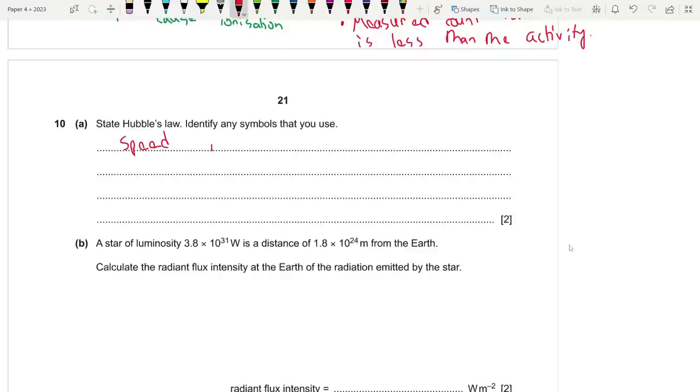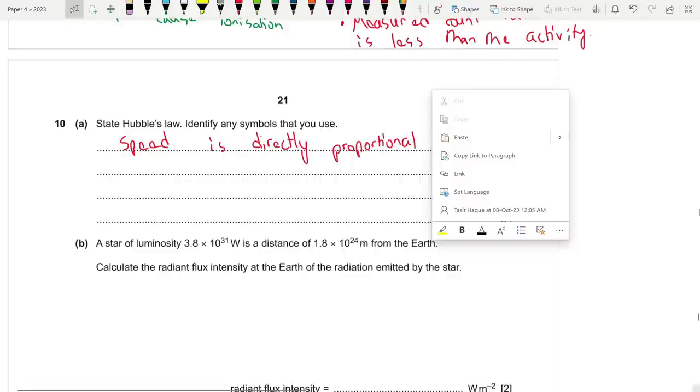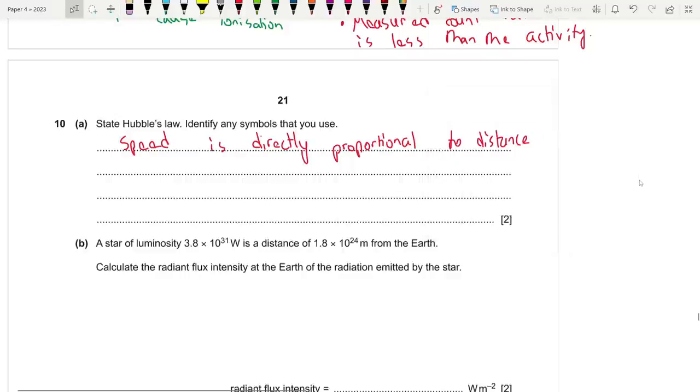Hubble's law states that speed is directly proportional to distance. Okay, speed is directly proportional to distance. And what else? We use a constant actually. This is the formula of that. v is equal to H naught d, where H naught is the Hubble constant. Now we need to explain what these are.